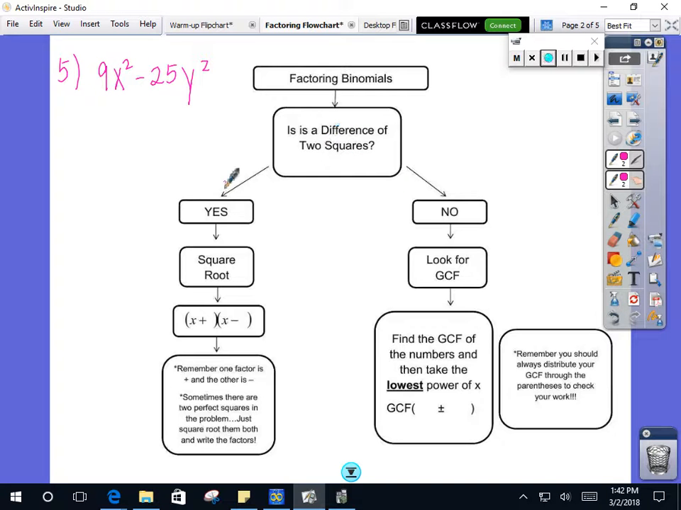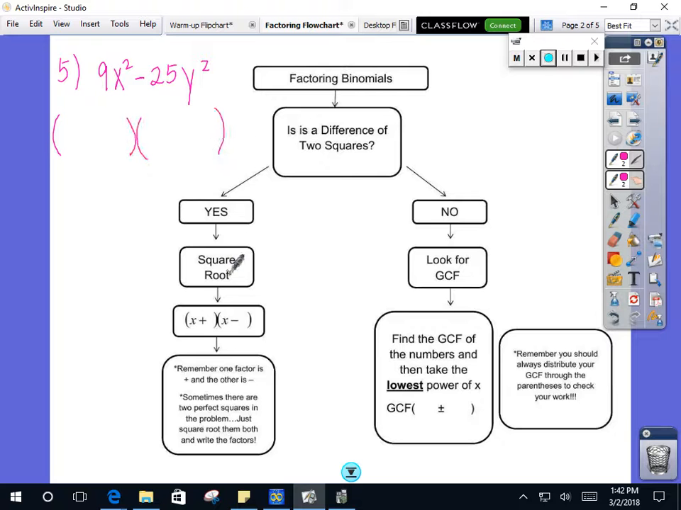Yes. It's definitely a difference, and it's a difference of 2 squares because 9 is a perfect square. 3 times 3 is 9. X squared is a perfect square because x times x is x squared. 25 is because 5 times 5, and y squared is because y times y. So that is a difference of 2 squares.